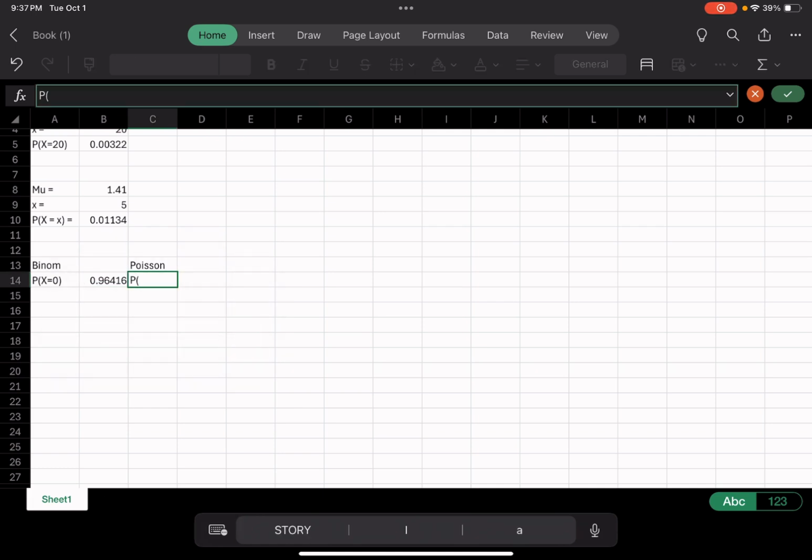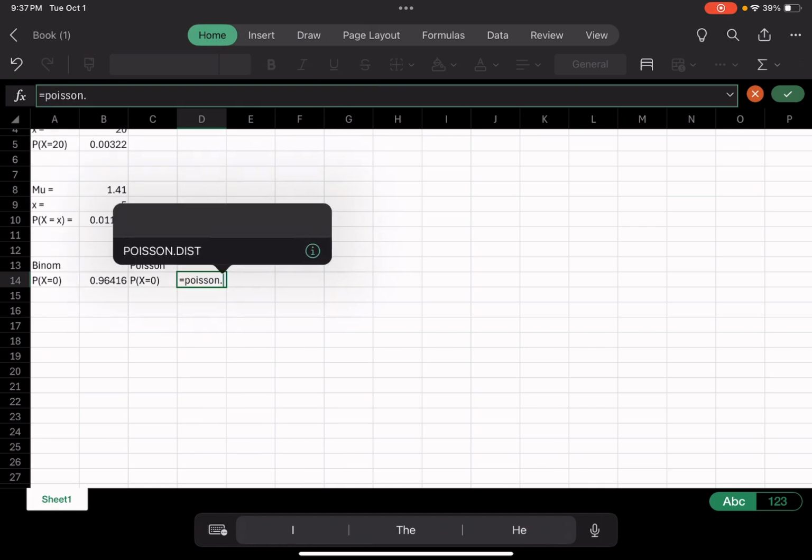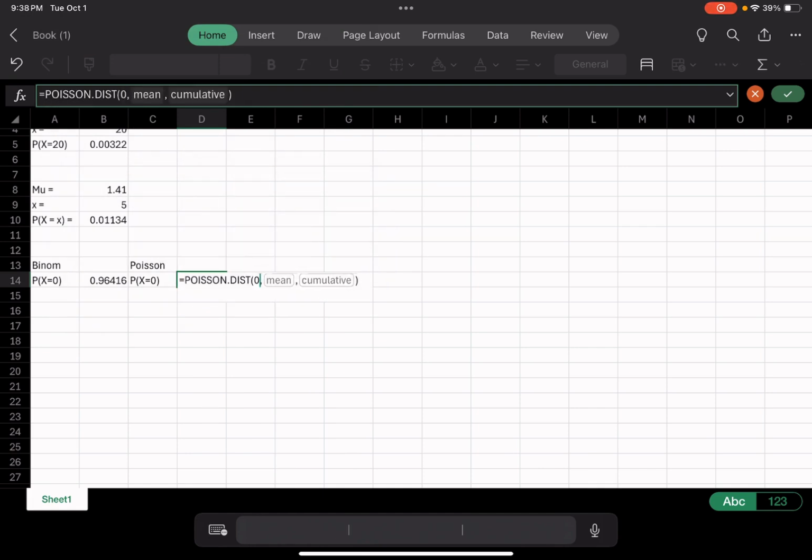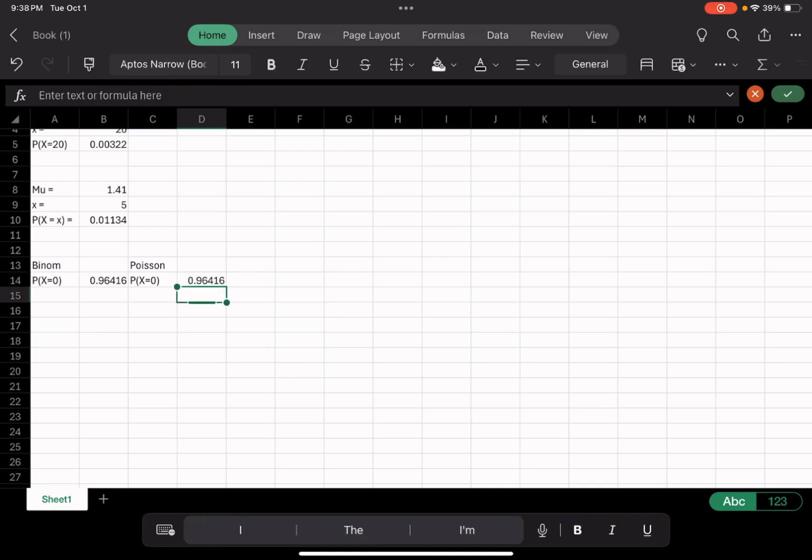So now I'm going to do the same thing, but I'm going to use the Poisson distribution to approximate it. Equals Poisson.dist, x is 0, mean is going to be 0.0365, comma 0, enter. Look at that. It's the same number. It gives me the same probability. Very close, not exactly. If I click on that number, I thought it might show more decimal places. So they're not exactly the same, but they're close enough.